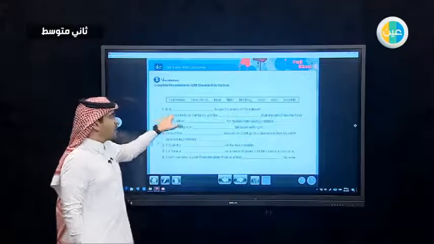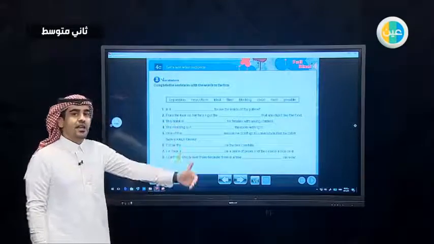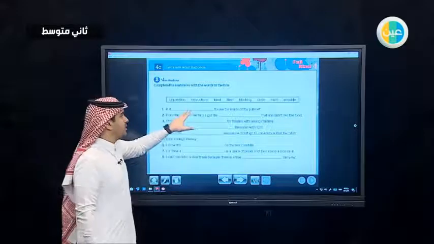So, is it possible to see the inside of the palace? هل من الممكن أن أرى القصر من الداخل؟ So this is actually the correct answer.